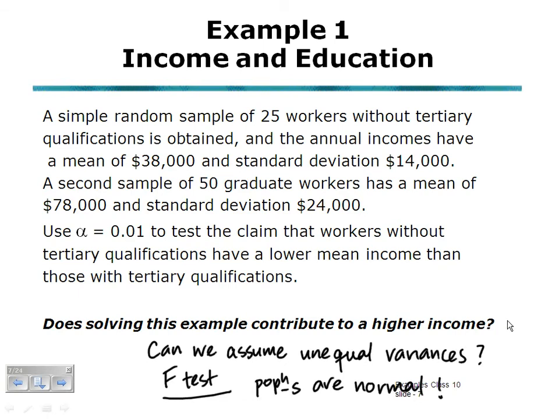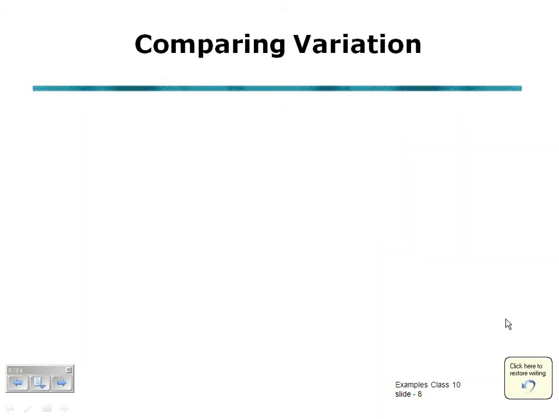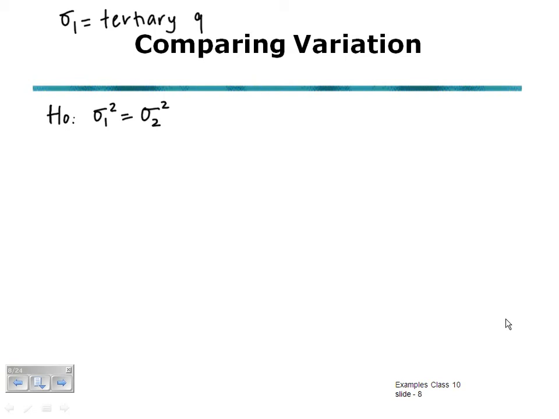So when we're comparing variation, what we're looking at is a test for variances. Our null hypothesis would be that the population variances are equal. Remember our variances, sigma 1 squared and sigma 2 squared, for the two populations. Sigma 1 is the standard deviation for those people with tertiary qualifications, and sigma 2 will be the population standard deviation for those workers with no tertiary qualifications.